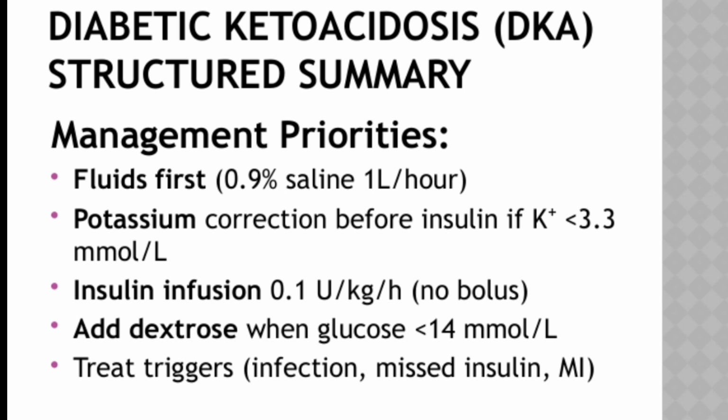dangerous. Once potassium levels are adequate, we proceed with insulin infusion at 0.1 units per kilogram per hour. It's important to note that we do not give a bolus dose of insulin, simply start the infusion steadily. As blood glucose begins to decline and drops below 14 mmol per liter, we add dextrose to the IV fluids. This helps prevent hypoglycemia while still allowing insulin to work and resolve ketosis.